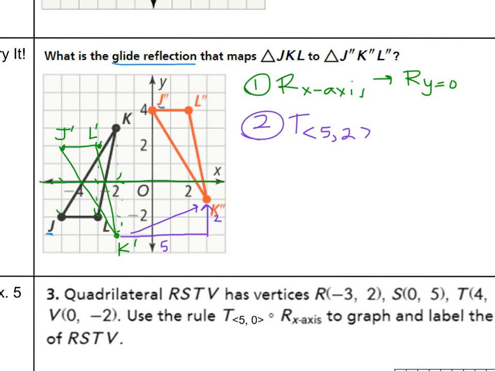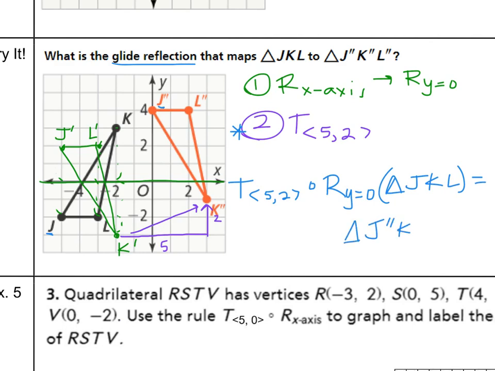Now the notation for our final answer, remember we always write it backwards. So we're actually going to start with the translation. So we would say translation of 5, 2. Then we use that open circle, follows the reflection over the line y equals 0, which we know as the x-axis. And then we start with our pre-image, triangle JKL. Once it's done, your final image is JKL double prime. And there you go. That is your entire notation.